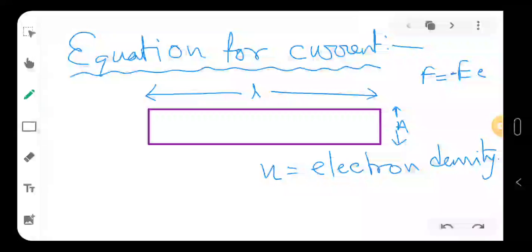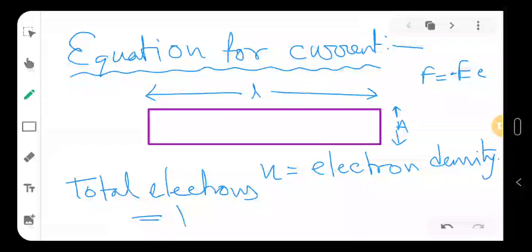So in unit volume, there are n electrons. So how many electrons will be there? I can say that the total electrons will be the total volume times small n, because small n is the number of electrons per unit volume. Now what is the volume of this thing?